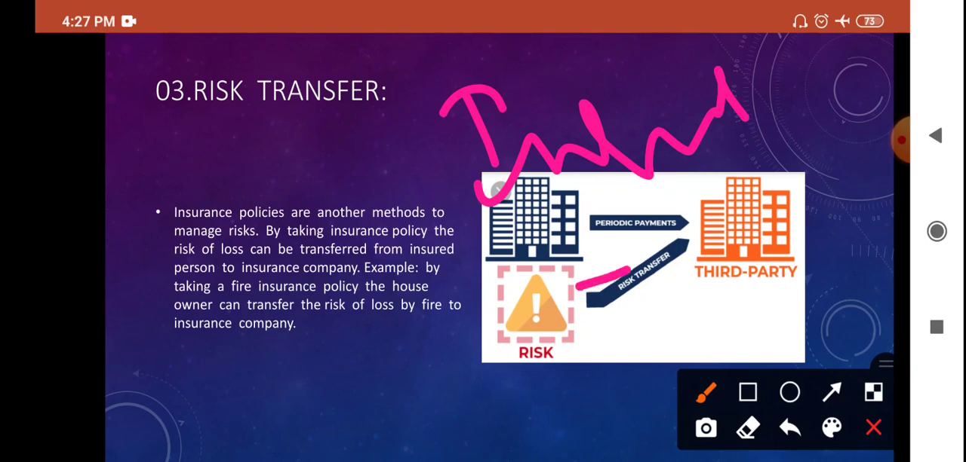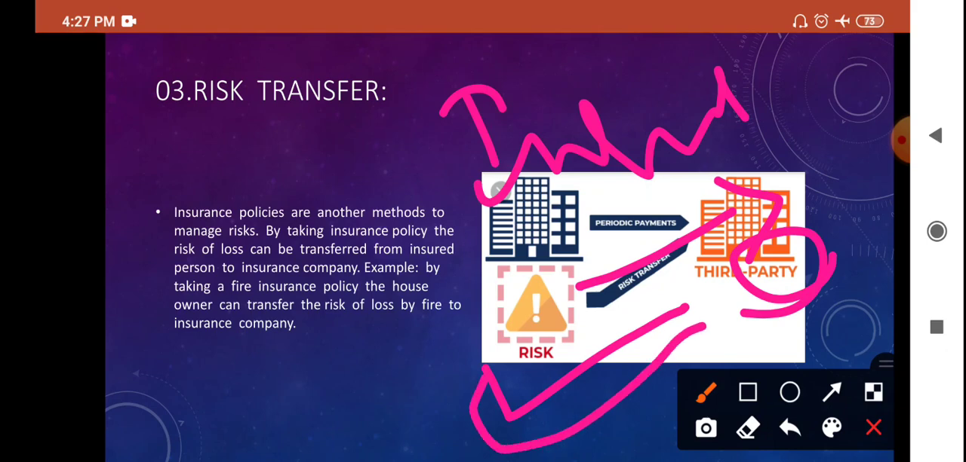We are transferring risk to a third party, meaning the insurance company. The businessman is transferring his whole risk, either of his stock or his life, to the third party. In return, he pays periodic payments, that is the premium, right? That is called risk transfer. So insurance policies are another method of managing risk. By taking an insurance policy, the risk of loss can be transferred from the insured person to the insurance company. As I told you, in fire insurance the house owner can transfer the risk to the insurance company by claiming whatever loss he has faced.